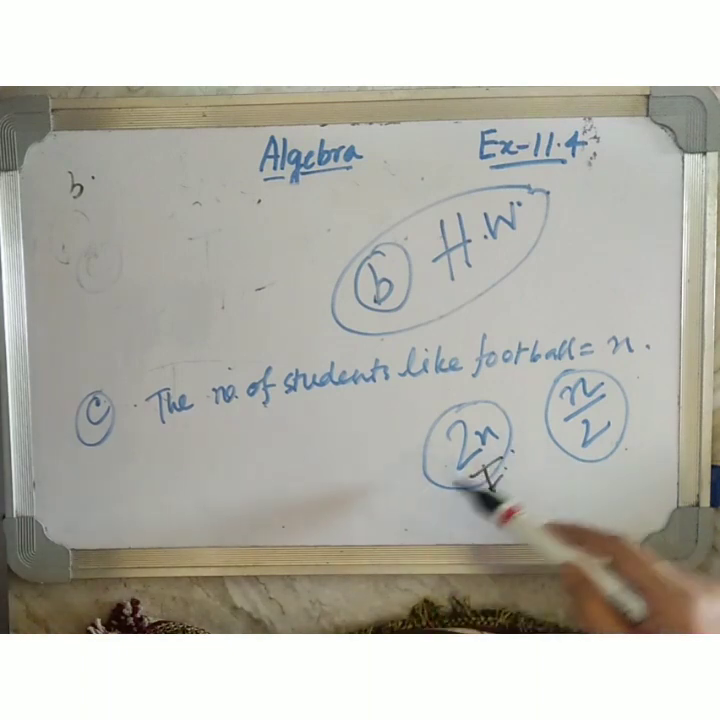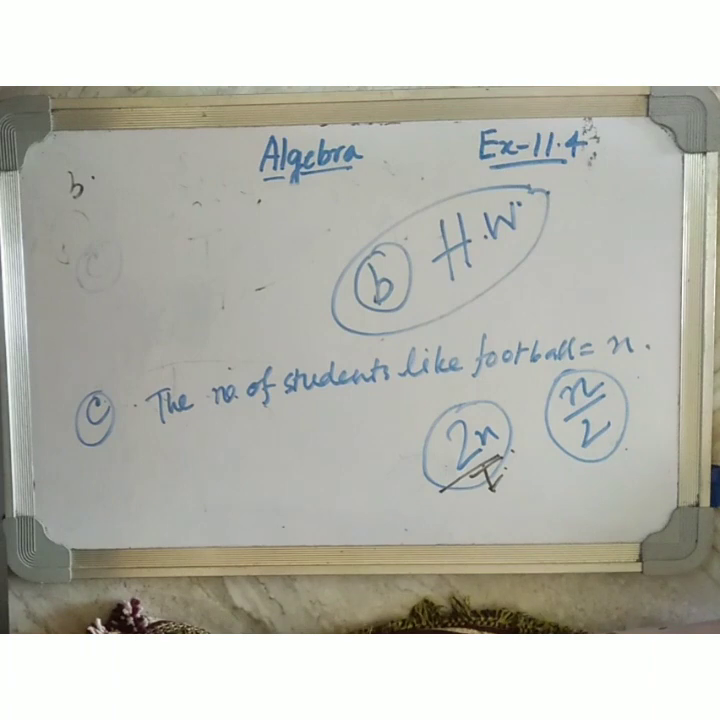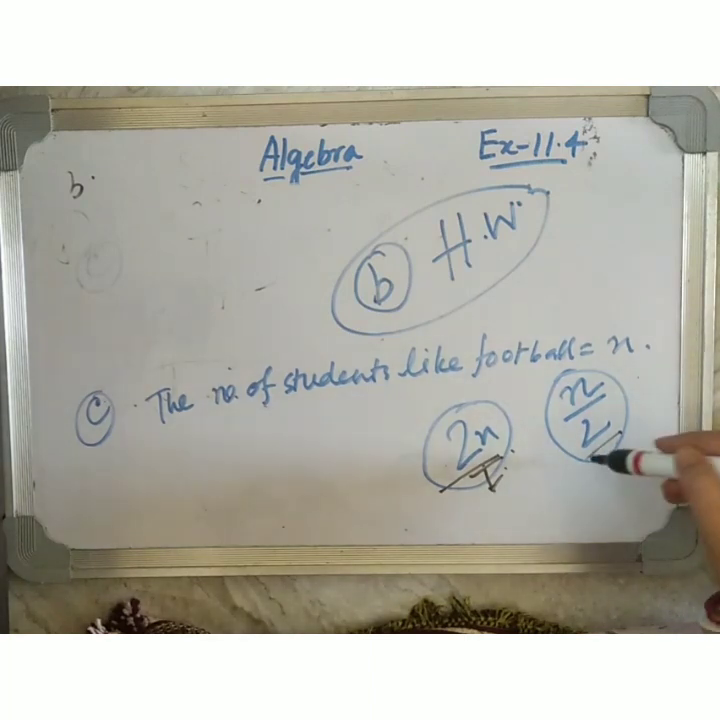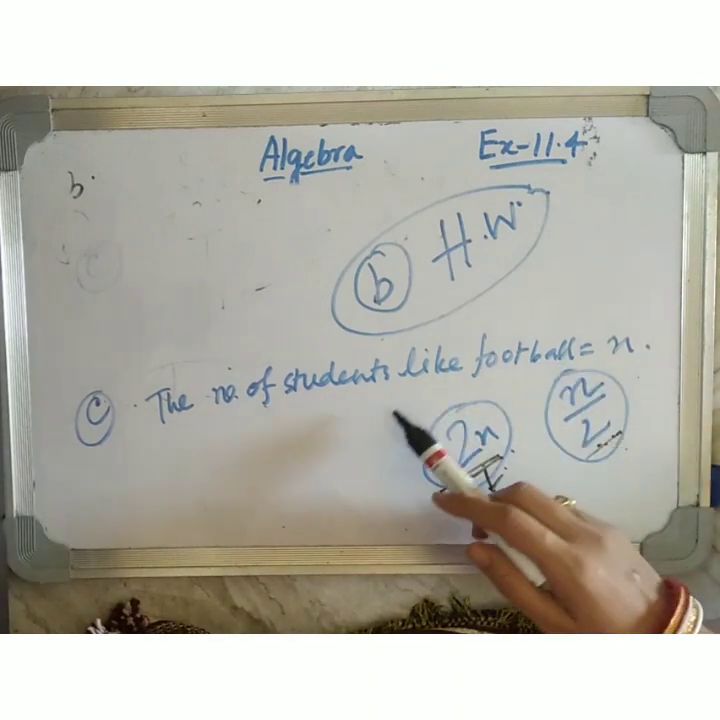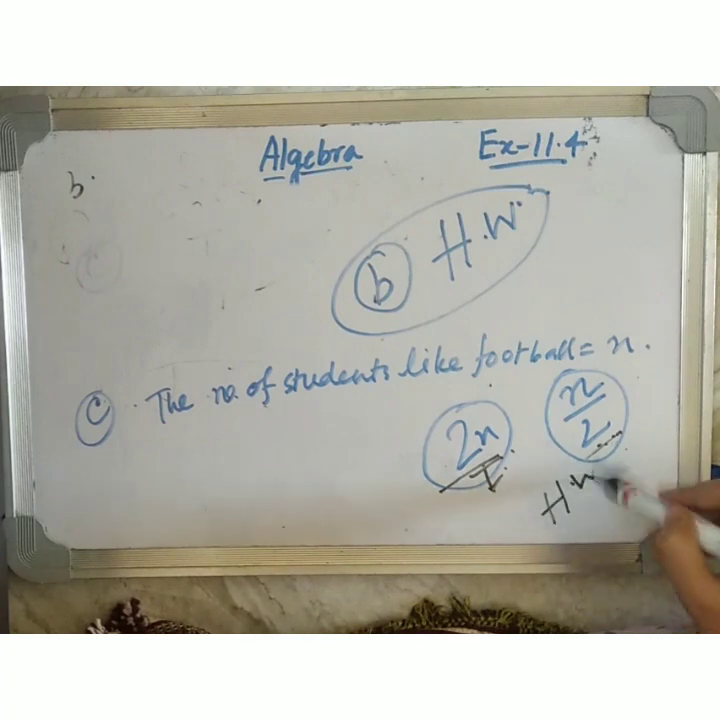So we can easily find that 2n is the number of students who play cricket, twice the number of students who play football. And for n by 2, suppose I am taking tennis or badminton, anything we can take. The number of students who play badminton is half of the number of the students who play football. So you will write it yourself. I have already discussed it and you will be able to write it yourself.